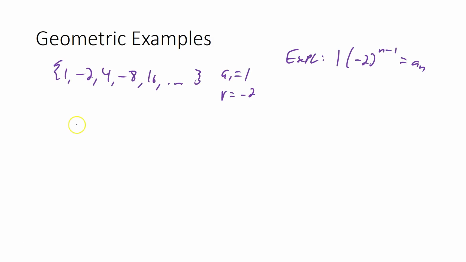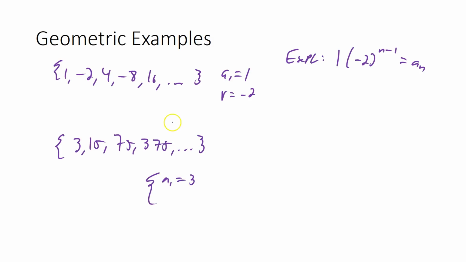Another example, let's say we have 3, 15, 75, 375, etc., etc. Let's write a recursive formula for that. So first term, a1 is 3. And then what am I multiplying by every time? Looks like I'm multiplying by 5 every time. So an is going to be the previous term, an minus 1, multiplied by 5. Okay? So nothing too fancy in these, not too bad.